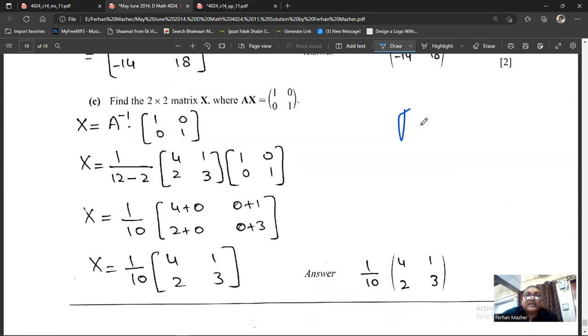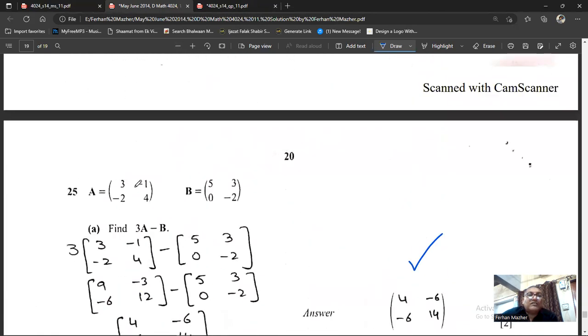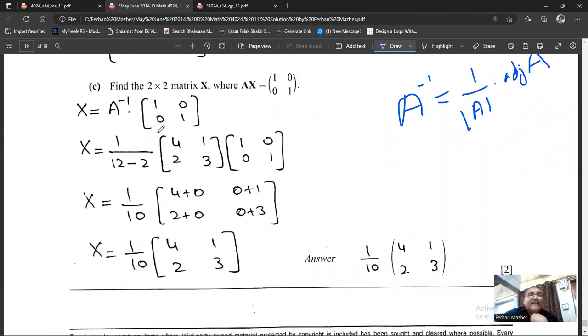Remember this thing, A inverse is equal to 1 by A determinant into the adjoint of A. Okay. So A determinant will be how much? I can show you. That will be 3 4s are 12 minus minus 2 minus 1, that is 2. So it will be 10. So this is how you find the A determinant.